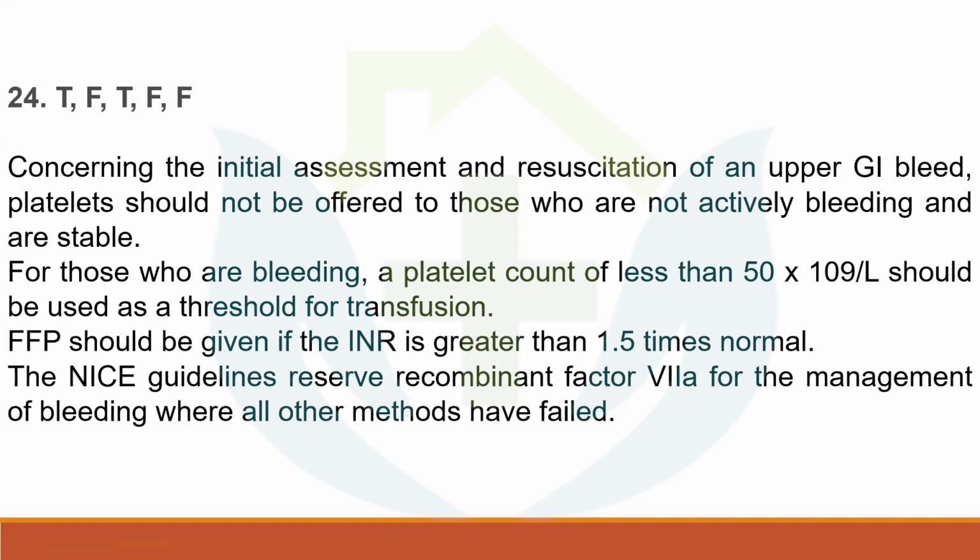Let's see. Concerning the initial assessment and resuscitation of a patient in upper GI bleed, platelets should not be offered to those who are not actively bleeding and are stable. For those who are bleeding, a platelet count of less than 50 into 10 to the power 9 should be used as a threshold for transfusion. FFP should be given if the INR is greater than 1.5 times the normal. In the question they had written 2.5. The NICE guidelines reserve recombinant factor 7A for the management of bleeding where all other methods have failed. So only A and C were correct.